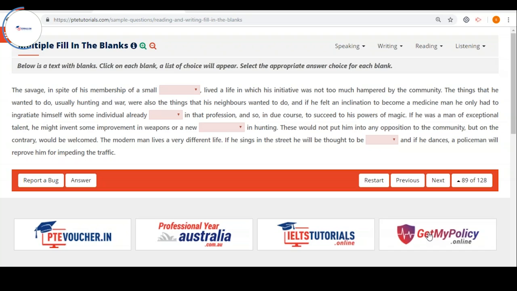As I said, reading writing blanks. This particular question type is very important if you need 79 plus in the reading as well as in the writing module. Reason being, as I have shared the screen, you will read this line: Below is a text with blanks. Click on each blank. A list of choices will appear. You will have a number of options and you have to select one option.